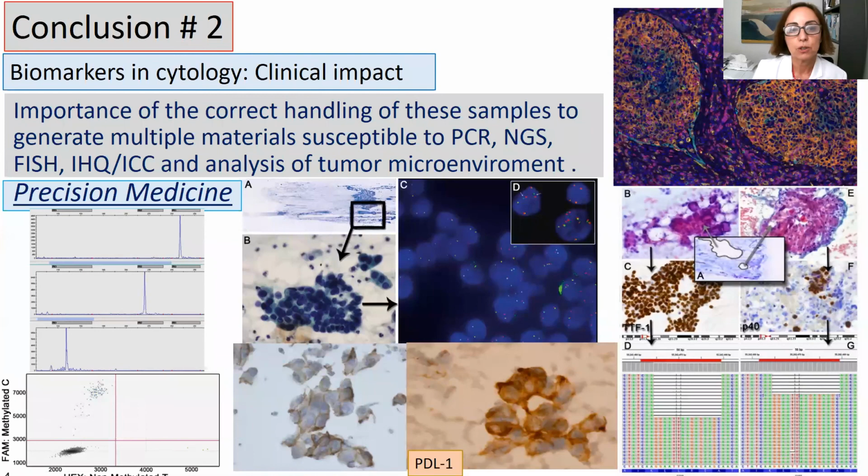And conclusion number two is the clinical impact that biomarkers and cytology have in the management of the patients. And so the importance of the correct handling of these samples to generate material successfully to perform PCR, NGS, FISH, immuno, and analysis of tumor microenvironment, because at the end, this is what we call precision medicine.